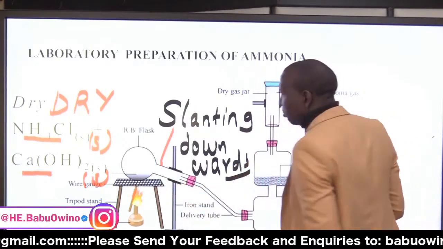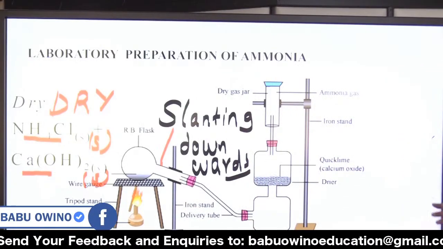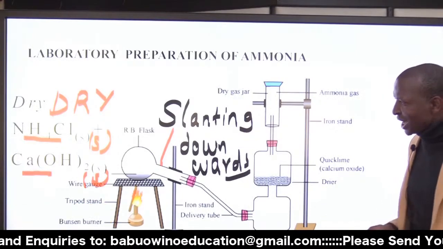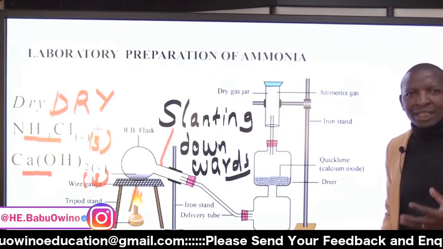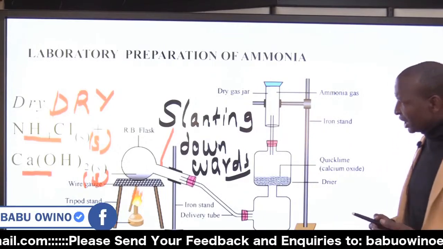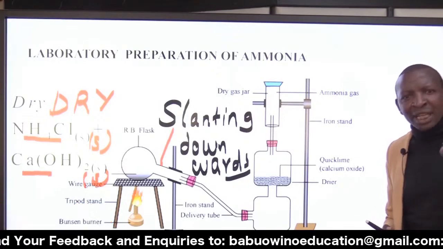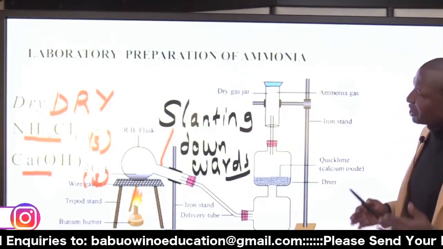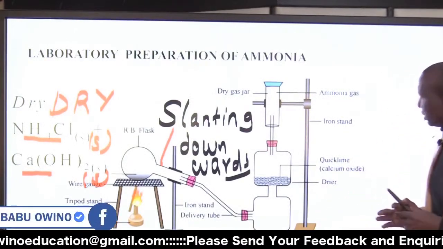The round bottomed flask must be slanting downwards. There are some common mistakes with most of the students whereby they write the flask should be slanting. That is a complete misnomer. It is a misleading statement. It has no scientific meaning. Scientists are precise and they are very specific. So when you talk about slanting, you tell us it should be slanting downwards.